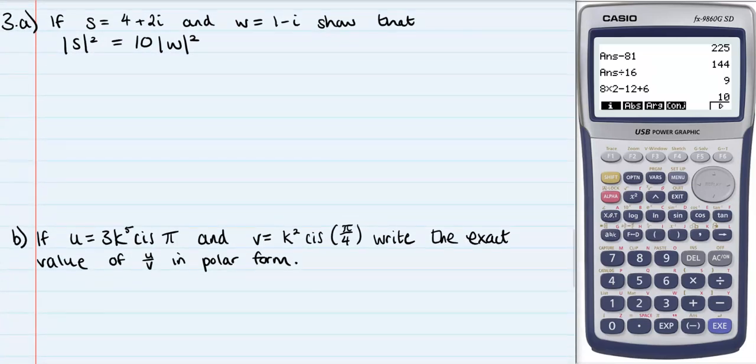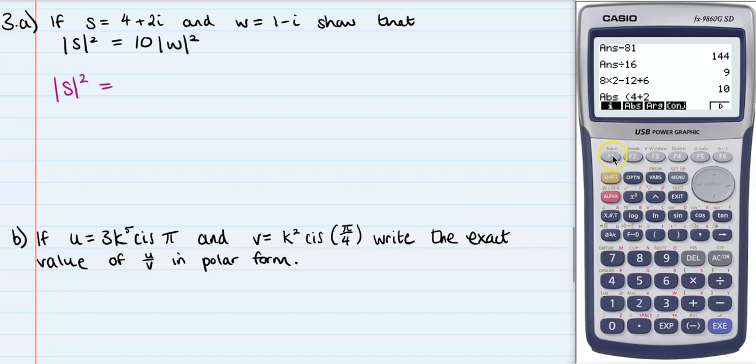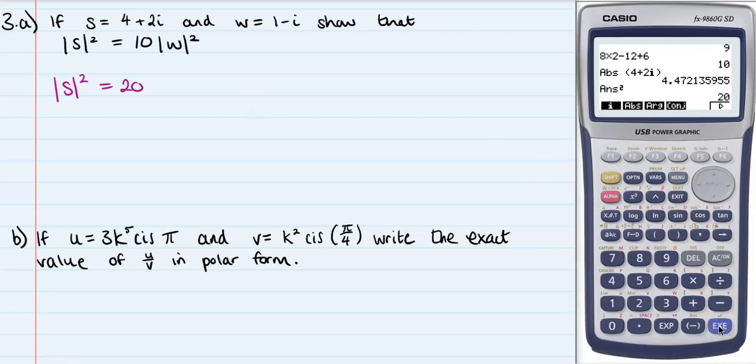Okay, question 3. Show this is true, so let's start by doing the modulus of s squared. Now you can use your calculator to do modulus. It's this ABS, meaning absolute. So the absolute value of 4 plus 2i is equal to this much, and then if we square it, we get 20.